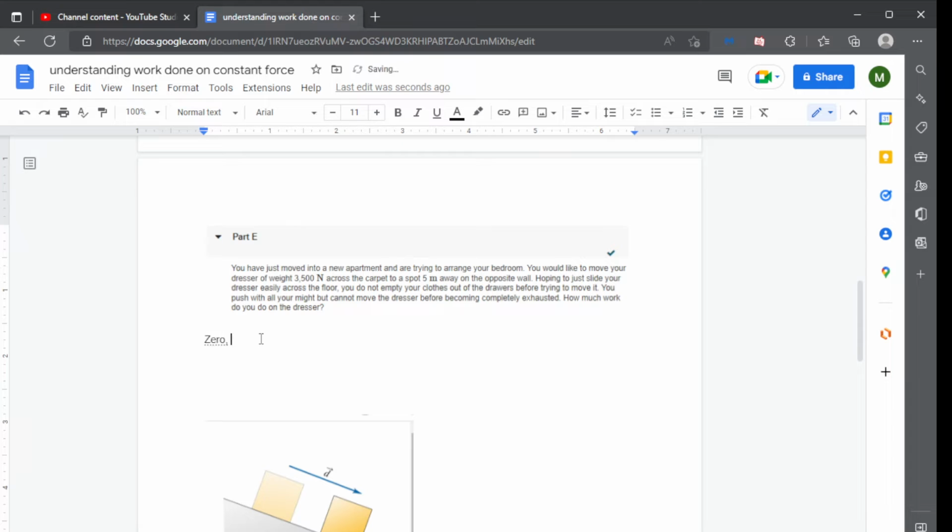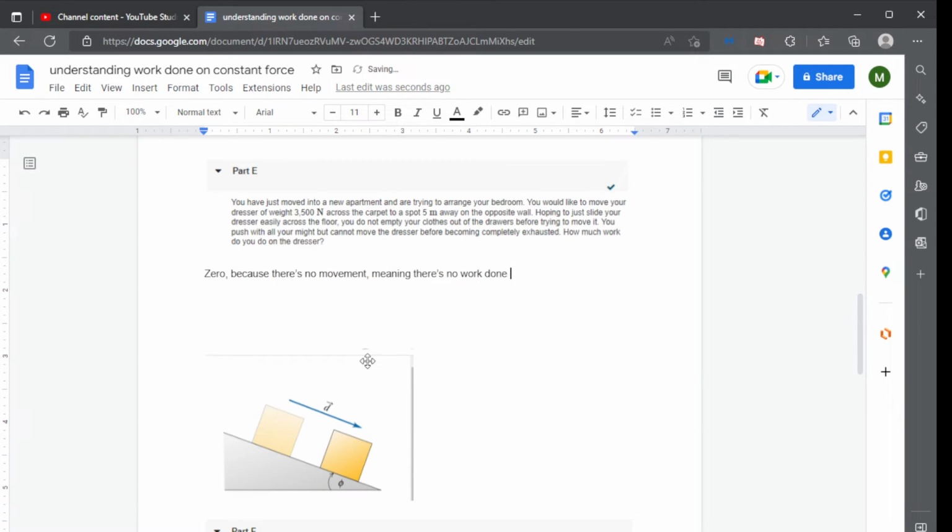0. Because there's no movement, meaning there's no work to that dresser.